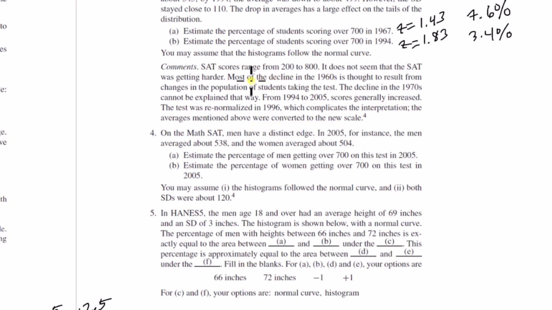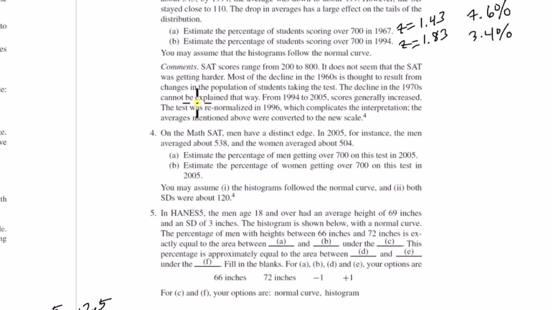All right, so most of the decline in the 1960s is the result of changing the population of students taking the test. I'm not sure what they mean by that, because what does the population have to do with what the average score is? Are they suggesting that the population changes brought in students that would get lower scores? Is that what they're saying?